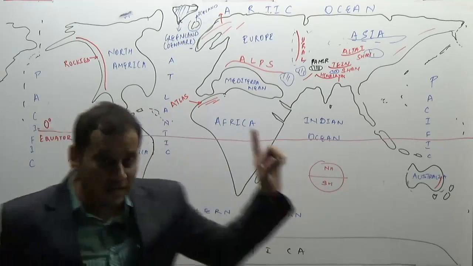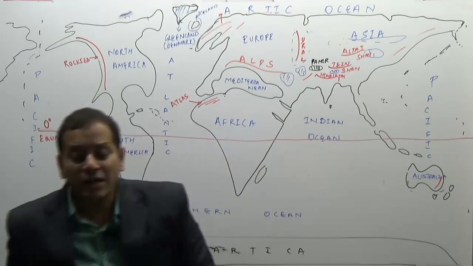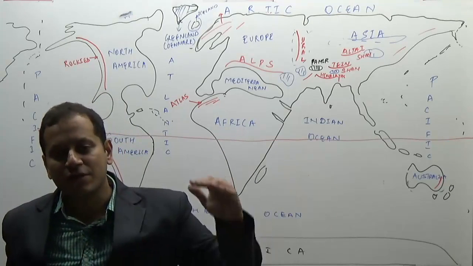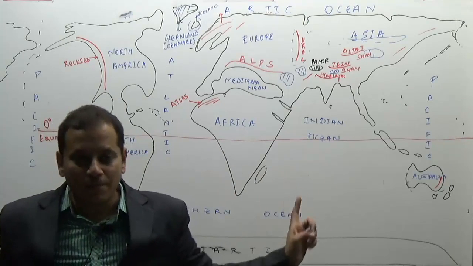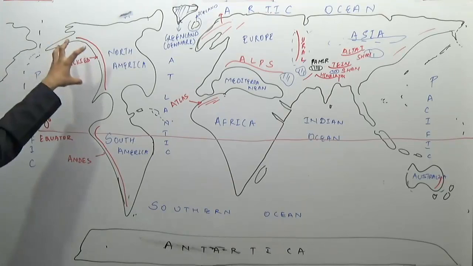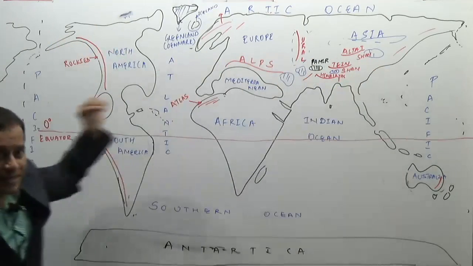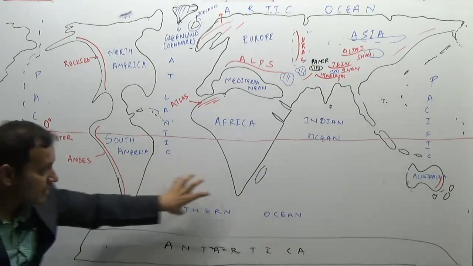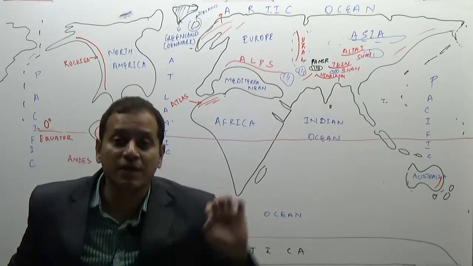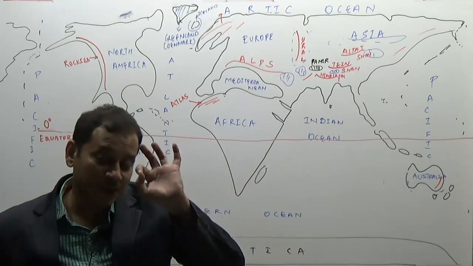Now, if you look at the atlas or if you look at the map here, what is the feature of the northern hemisphere and what is the feature of the southern hemisphere? Look at the map. See, the northern hemisphere is dominated by the land. We see the entire land over here, while the southern hemisphere is dominated by the oceans or water bodies.